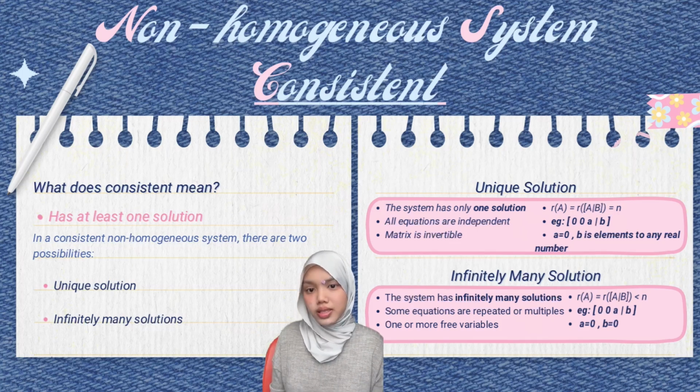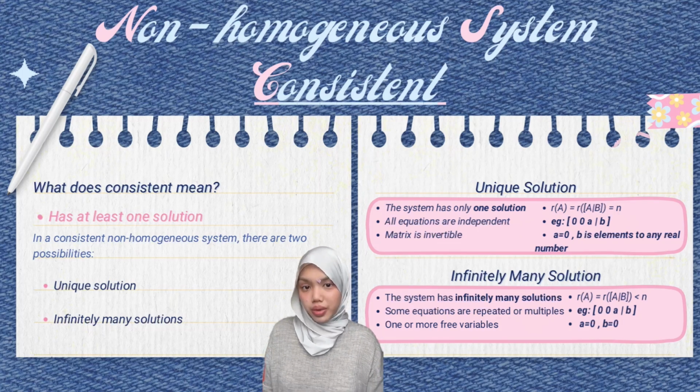The next one is infinitely many solutions. A system has infinitely many solutions if some equations are repeated or multiples of each other. There are one or more free variables. The rank condition is this. The example is this, where A equals 0 and B equals 0.